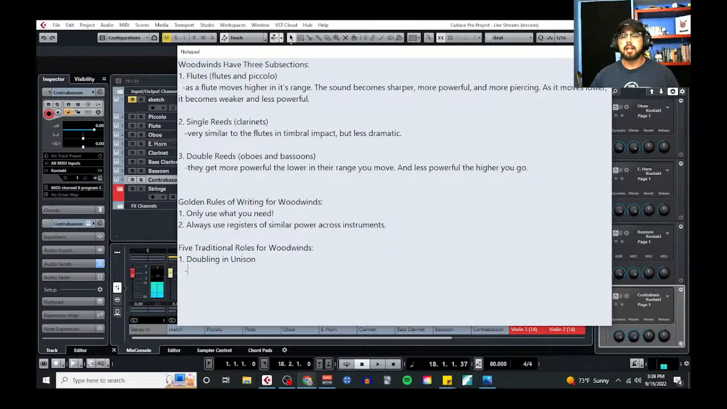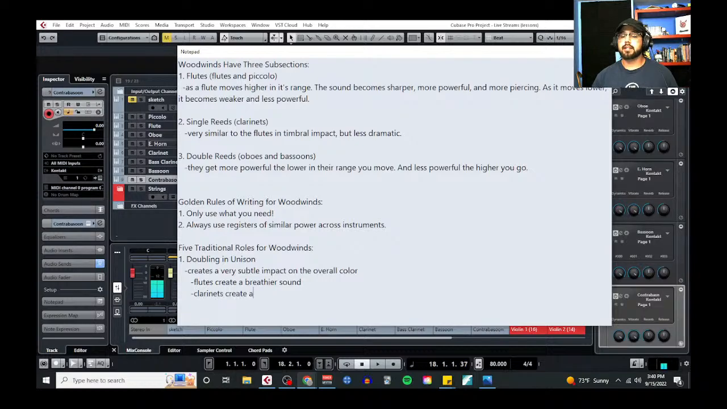So let's say you have a single flute player doubling the first violins. It creates a very subtle impact on the overall color. In general, I will say flutes create a breathier sound.